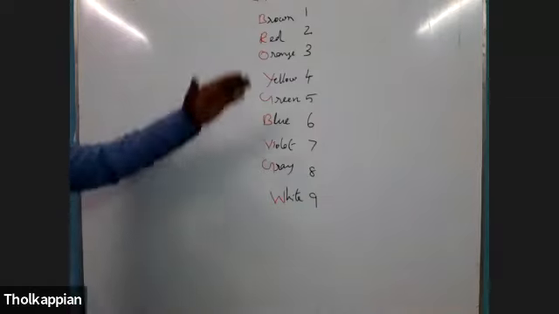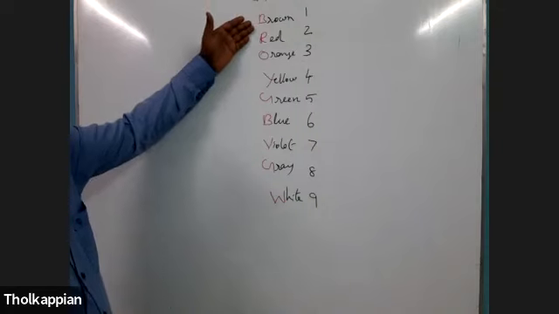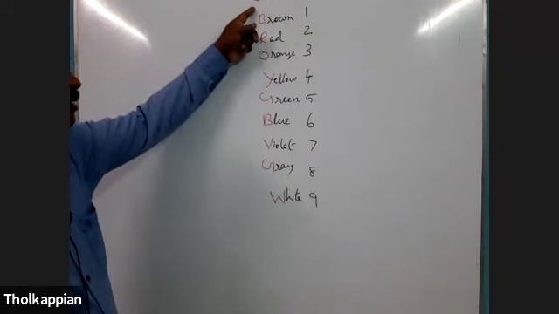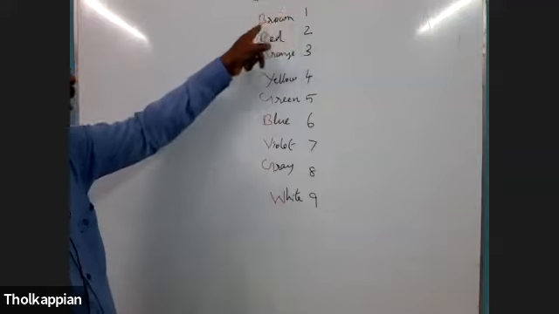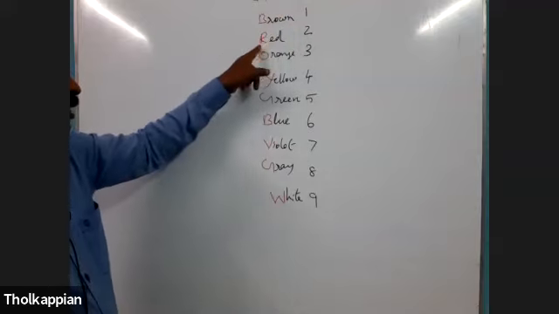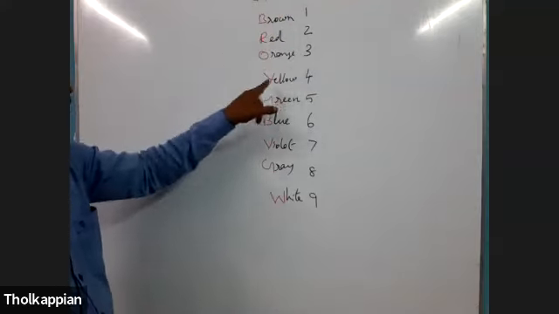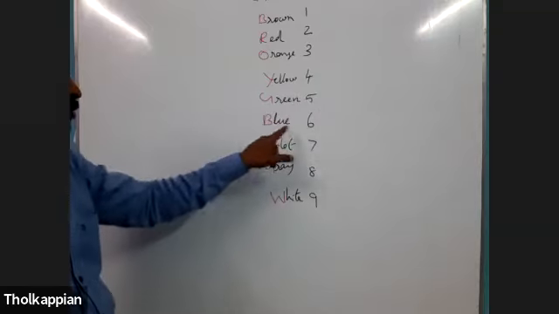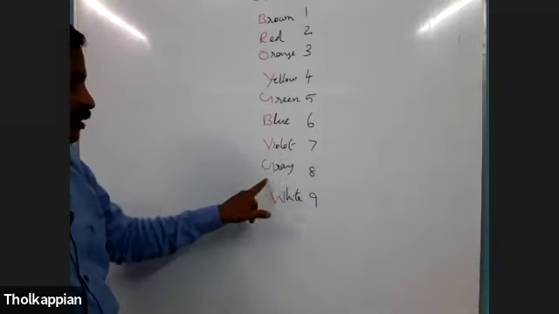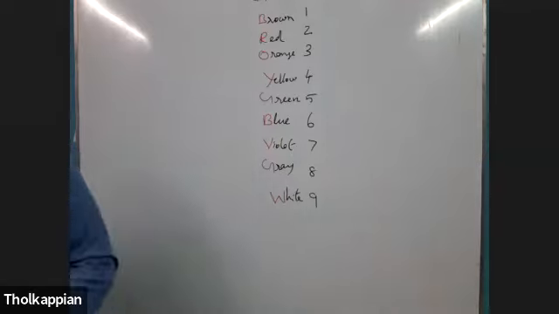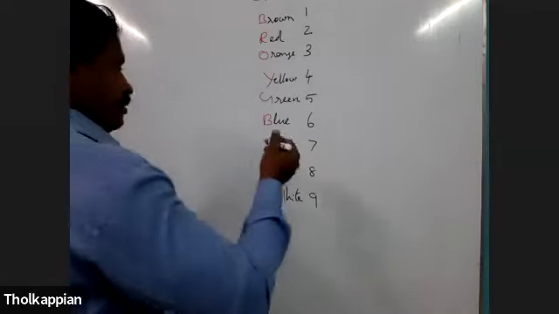See, first is black, next brown. If black comes, the value is 0, brown means 1, red 2, orange 3, yellow 4, green 5, blue 6, violet 7, gray 8, and white is 9. Okay. First, we explain that.